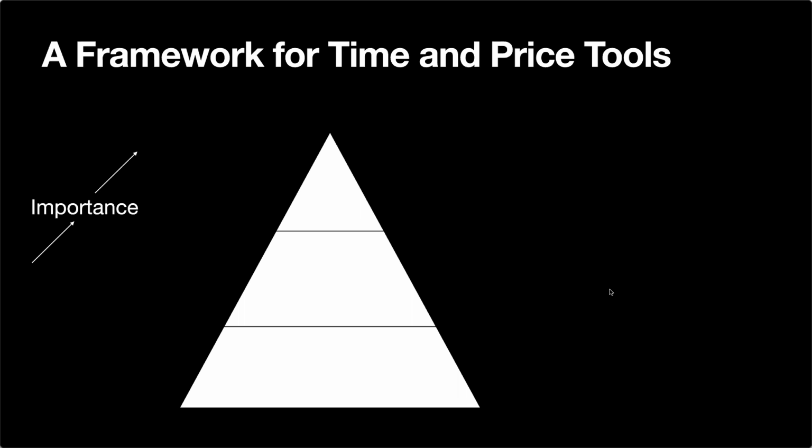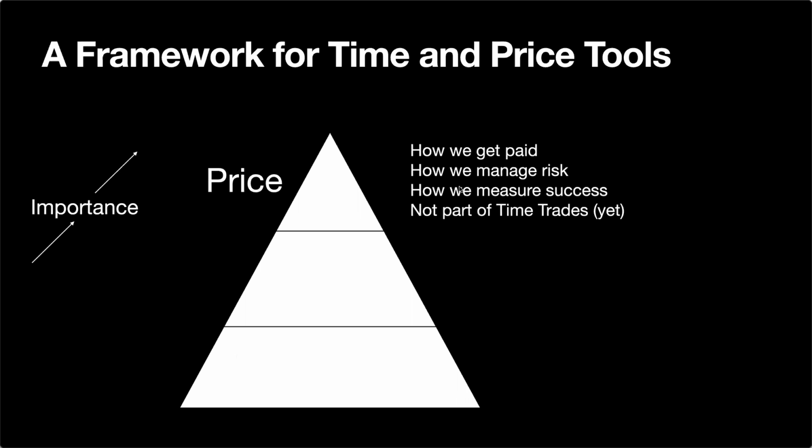I want to explain this in terms of an overall framework for time and price tools, with the most important ones being at the top and the less important ones being at the bottom. So the most important, of course, is price. Price is how we get paid. It's how we manage risk. It's how we measure success.